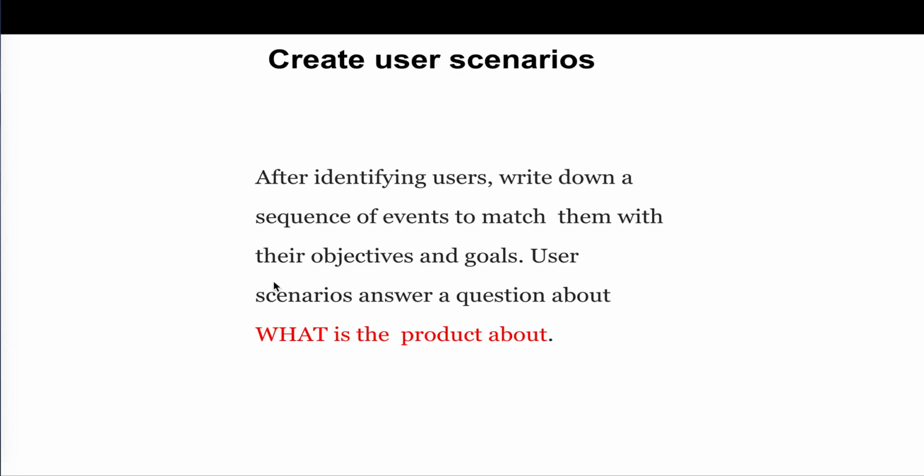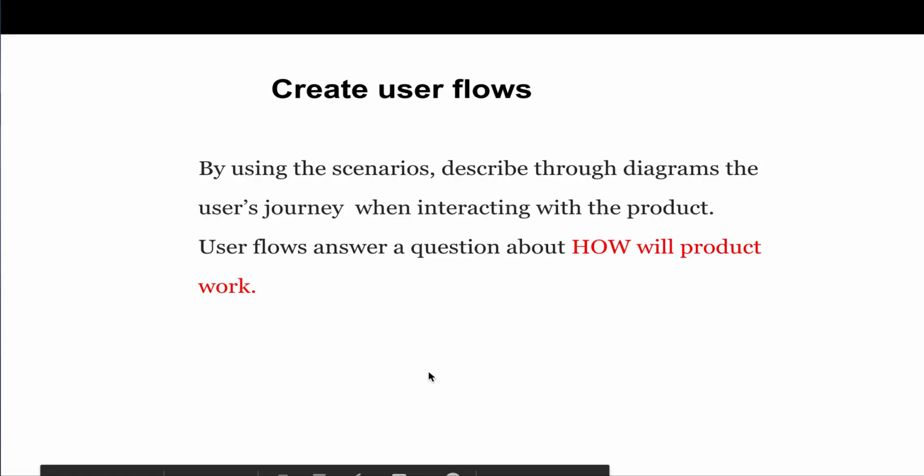Now this is where we can create a user scenario. After we identified our user, such as Adam, who's a UX designer, we're going to write down a sequence of events to match them with their objectives and goals. We're going to use user scenarios to answer a question about what the product is about. For example, if we go back to Adam, what he wanted to do is make plans more easily with his friends. This is where we would show a walkthrough of him going through the application on the direct platform itself. We'd see him, kind of like a prototype, click the back button here, or click the front arrow here, and this is where it took him next on the screen.